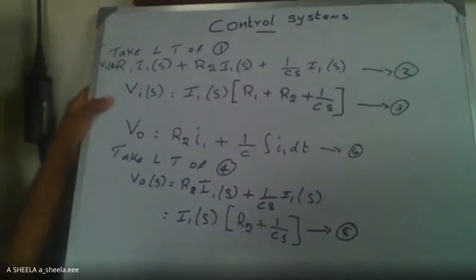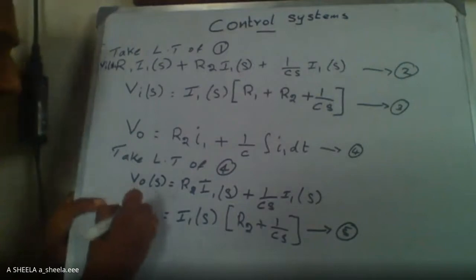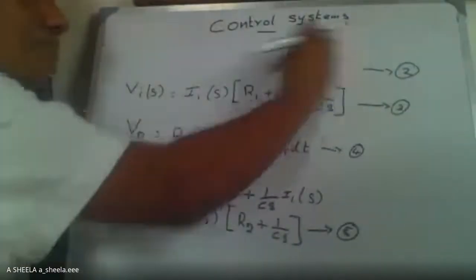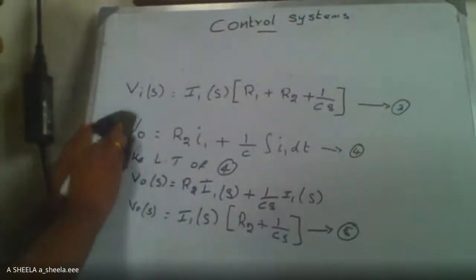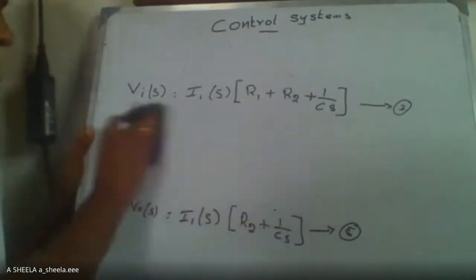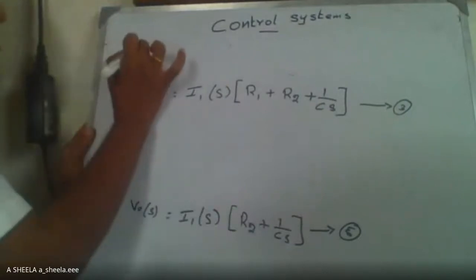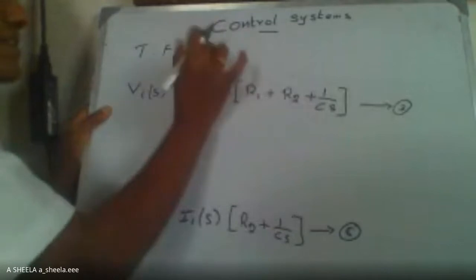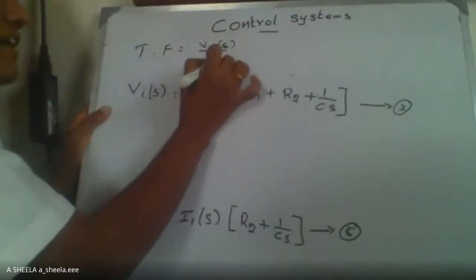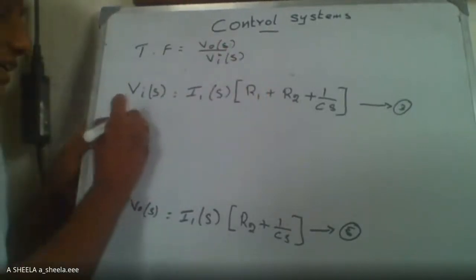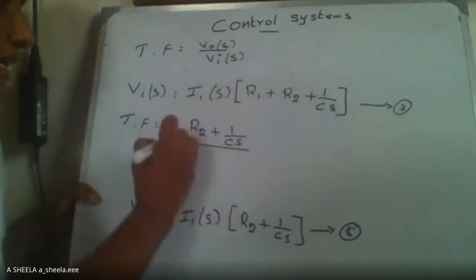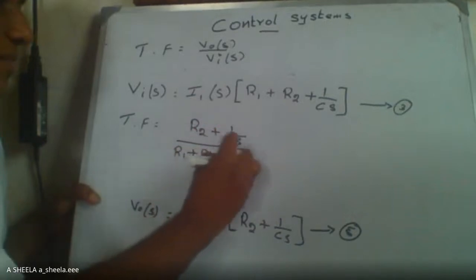Now we have the third equation where the Laplace transform is taken for input, and the fifth equation where the output voltage is taken with the Laplace transform. Now what is the transfer function? It is the Laplace transform of output by Laplace transform of input. So we consider the third and fifth equations. Output is represented in the fifth equation, divided by input represented in the third equation, so it is V naught of S divided by Vi of S. Transfer function is equal to R2 plus 1 by CS divided by R1 plus R2 plus 1 by CS.